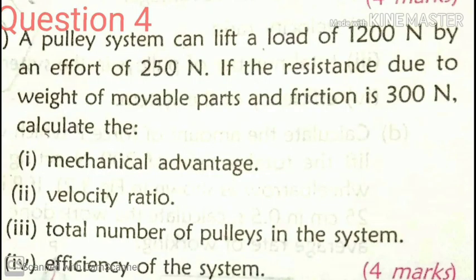Proceeding to question number 4. A pulley system can lift a load of 1200 Newton by an effort of 250 Newton. If the resistance due to weight of mobile parts and friction is 300 Newton, calculate first the mechanical advantage, second the velocity ratio, third the total number of pulleys in the system, and the last the efficiency of the system.